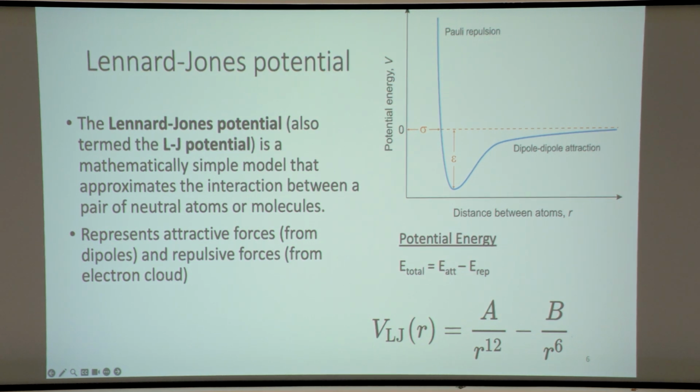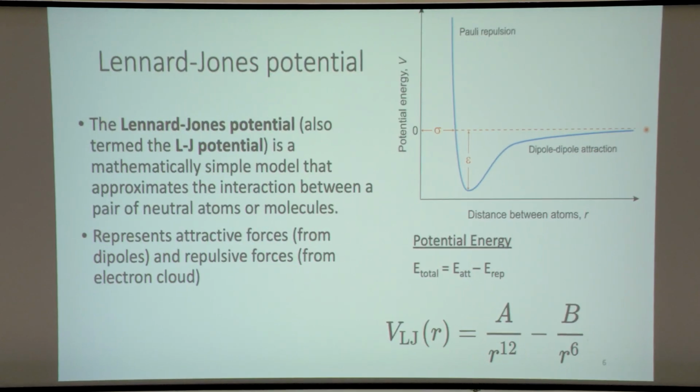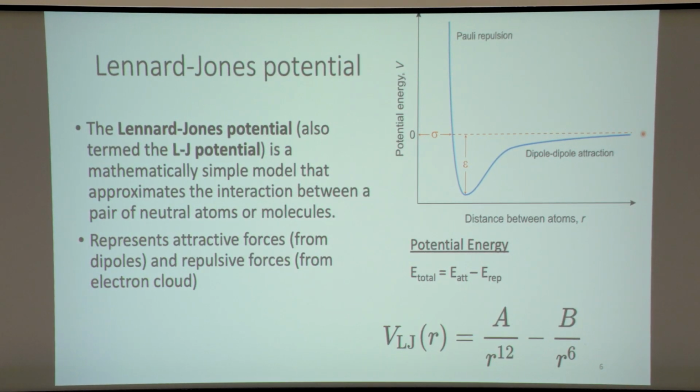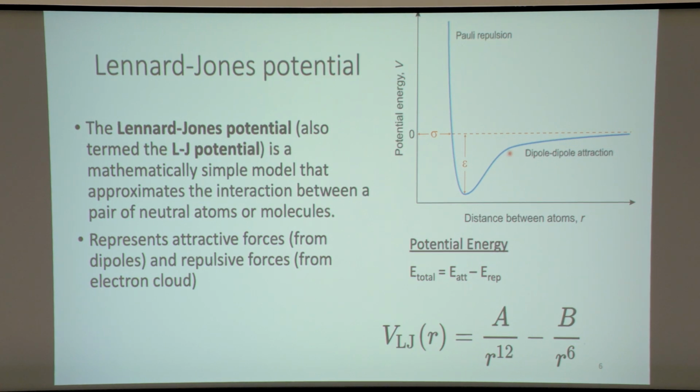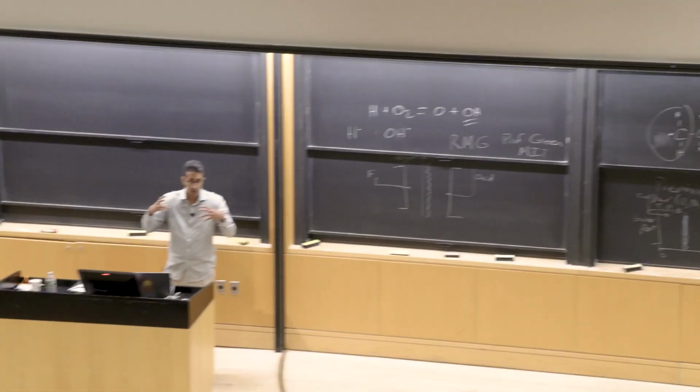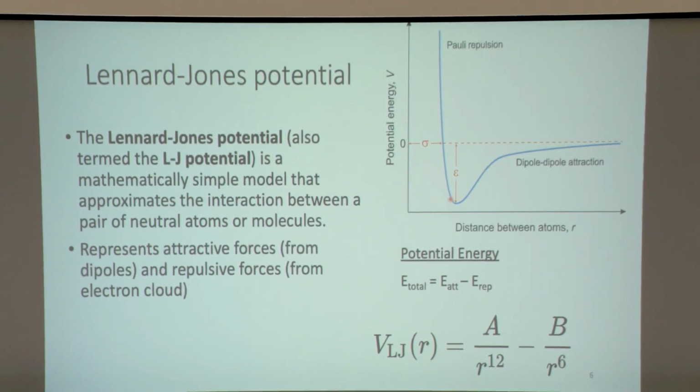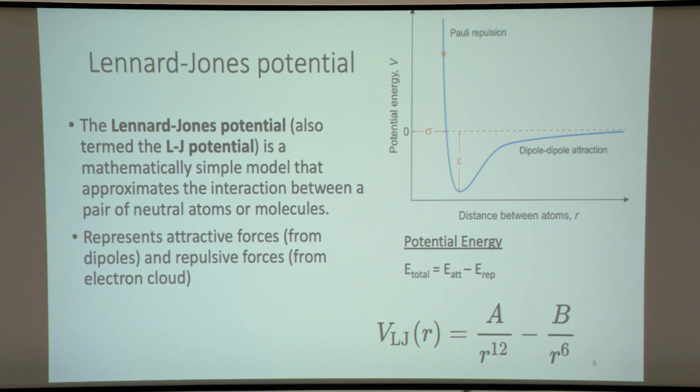Let me get the laser. And distance between the atoms or molecules on the x-axis. So as two molecules are far apart, there's not much potential energy in the system. There's no real interaction between the molecules. As these two molecules start to come closer and closer together, initially there's an attractive force which starts to pull these molecules together. Eventually you reach the minimum potential energy, where the two molecules are at the optimal distance from each other because of their attractive forces. But then if you bring them too close together, they'll start repelling each other.